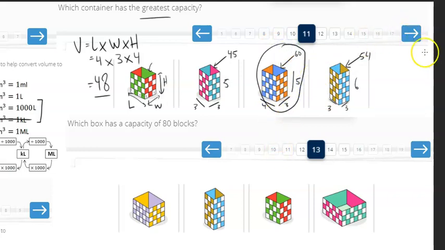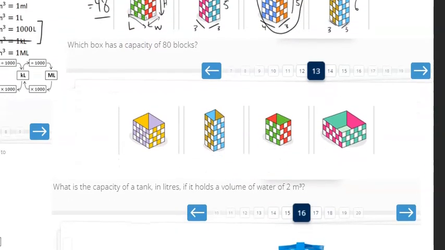And just be careful, some of the questions might say greatest capacity, some of them might be the least amount of capacity wise. Just be careful with those type of questions.